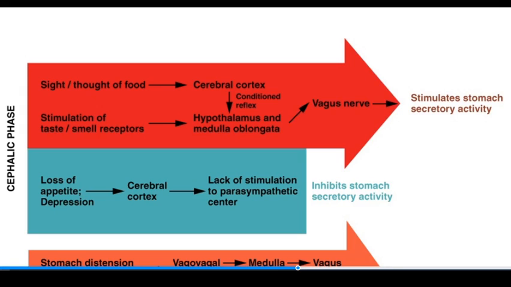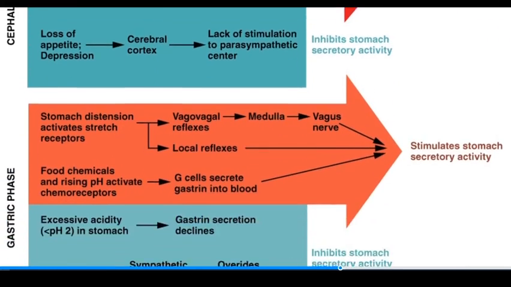Now, there is an inhibitory aspect that can come from the cephalic phase. Just some of the higher processes, mood and those sorts of things, can cause a lack of parasympathetic activity.